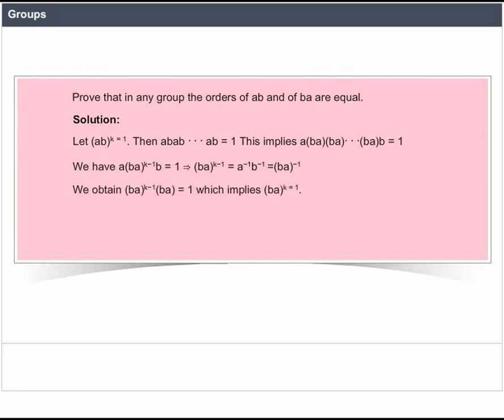We obtain (BA)^(k-1) BA = 1, which implies (BA)^k = 1. Similarly, if (BA)^l = 1, then (AB)^l = 1. Hence, the orders of AB and BA are the same.